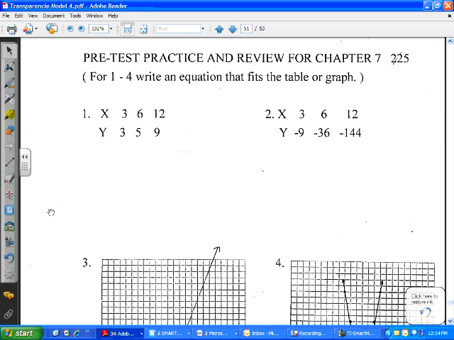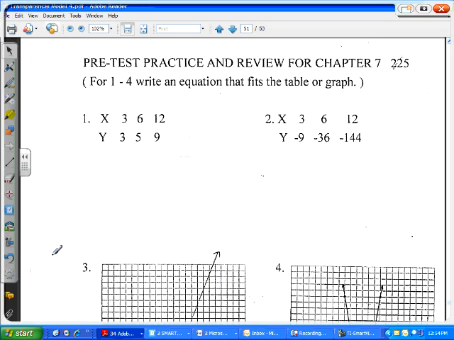That's a board full of stuff, isn't it? Y equals -x squared. We could have done that mentally, right? 3 squared is 9, so it's -9. 6 squared is 36, negative. 12 squared is 144, negative. So we can see that it's negative. Whatever x is, squared will produce our y value, okay? Any questions on 1 and 2?